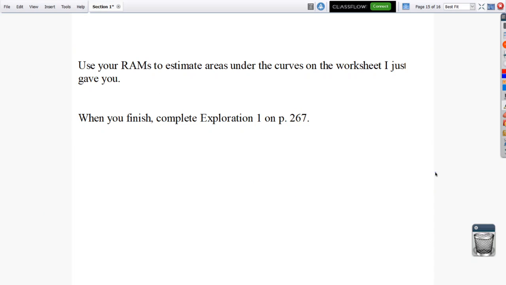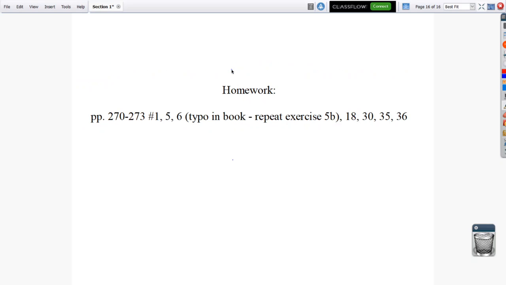And that's everything from this section. The whole big idea of this section is being able to calculate a RAM. We will do plenty of practice on it tomorrow. If you want to take a look at Exploration 1 before tomorrow, feel free. This worksheet is going to be in the folder. It is going to be a Kuta Software worksheet. Here's the book exercises. Number 6, there is a typo. You're just supposed to repeat number 5, exercise 5B, and we'll call this a day.